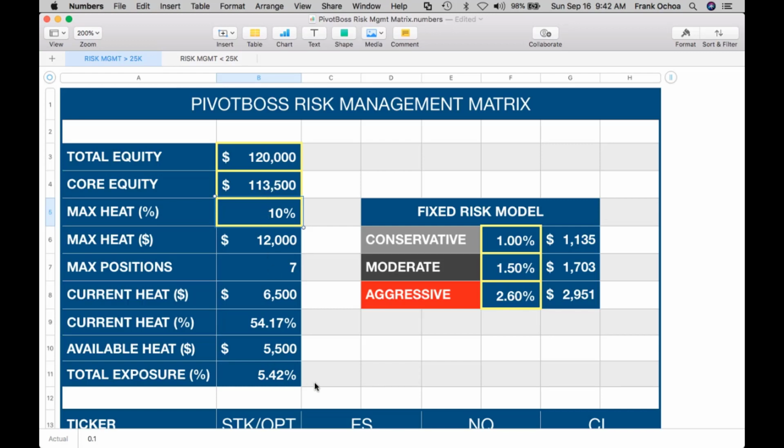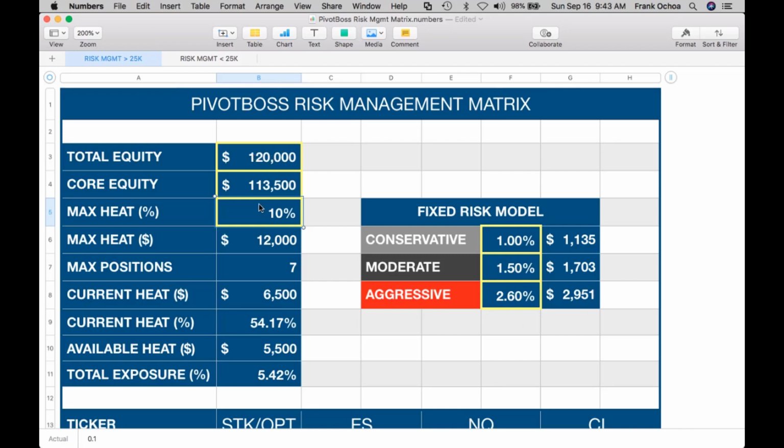Now, at $113,500, you can see we have $6,500 at risk of a max 12K that we can risk. Right? That's the 10%. Now, keep in mind that of the 12K, the 6,500 that's at risk is only 54%, so we still have 5,500 left that we can risk. And so far at this allocation, we're only 5.4% invested in the market. So again, it gives you a good understanding of where you are at all times in the account, and what your quick conservative, moderate, and aggressive trade allocations are.